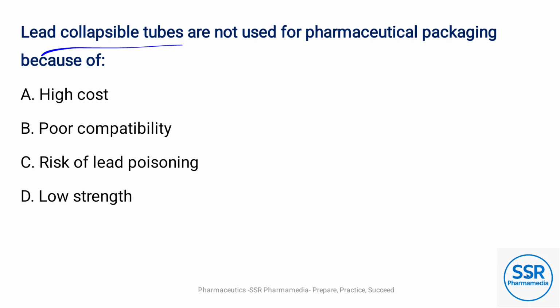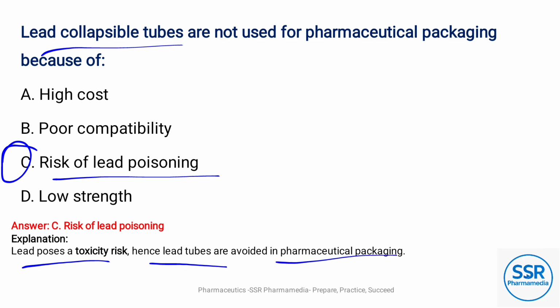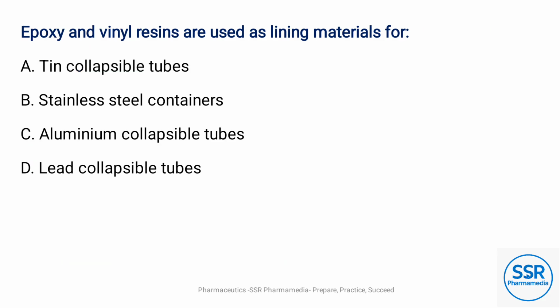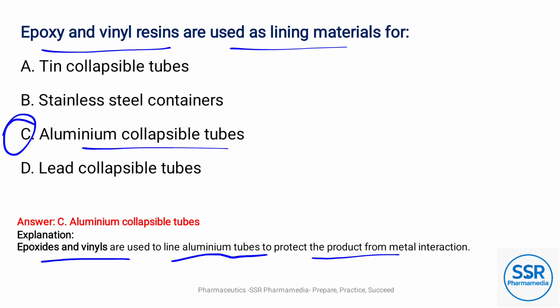Lead collapsible tubes are not used for pharmaceutical packaging because of option C, risk of lead poisoning. Lead poses a toxicity risk, hence lead tubes are avoided in pharmaceutical packaging. Epoxy and vinyl resins are used as lining materials for option C, aluminum collapsible tubes. Epoxy and vinyl are used to line aluminum tubes to protect the product from metal interaction.